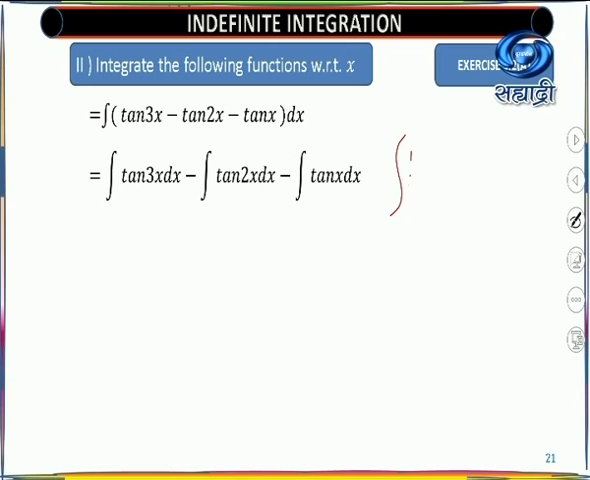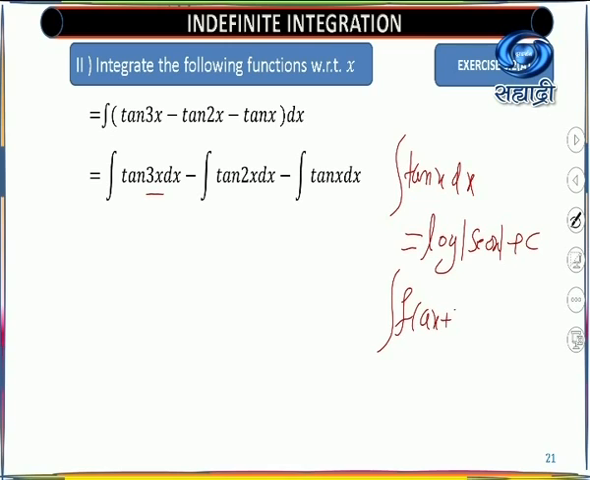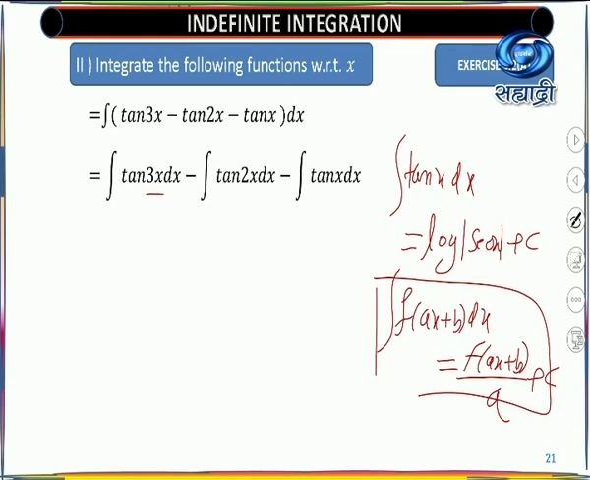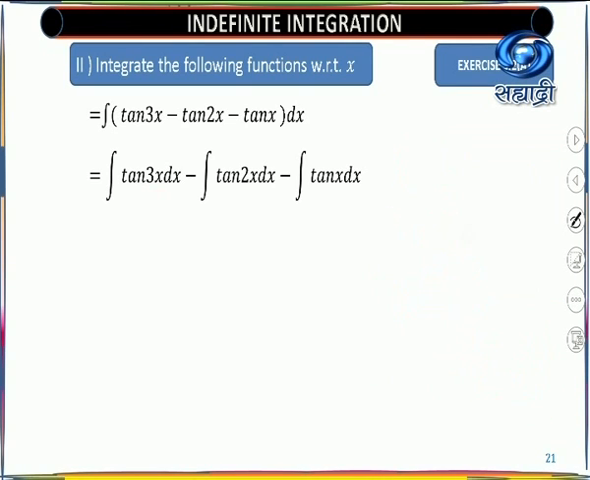Now we are using the formula: integral of tan x dx, and just now I told you it is log of mod of sec x plus the constant of integration, that we are using. But here you have 3 as a multiple, 2 as a multiple, so you will get that in the denominator by using the property: if the integral of f of x is capital F of x, then the integral of f of ax plus b dx is F of ax plus b upon a plus constant of integration. This corollary we have already seen. So according to that, we will get the value of this example.